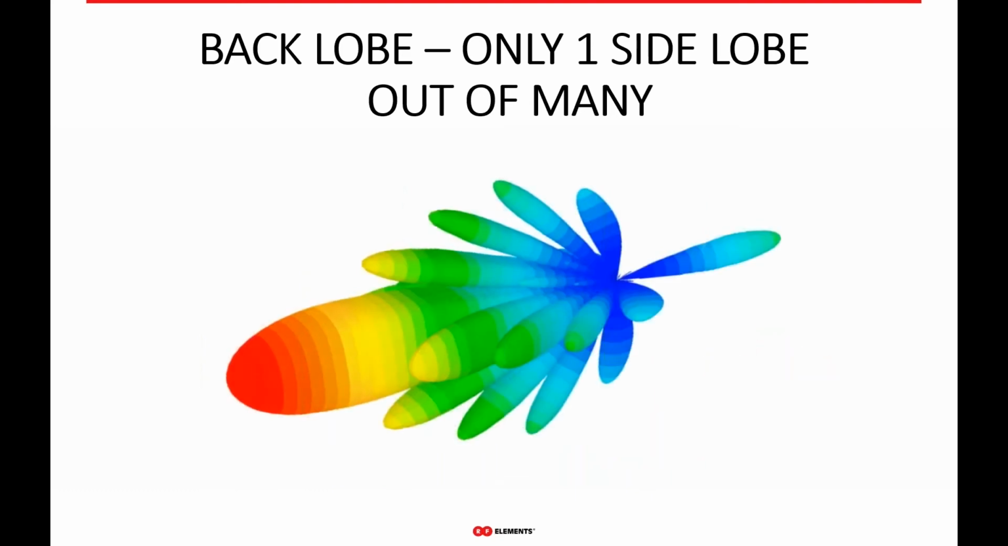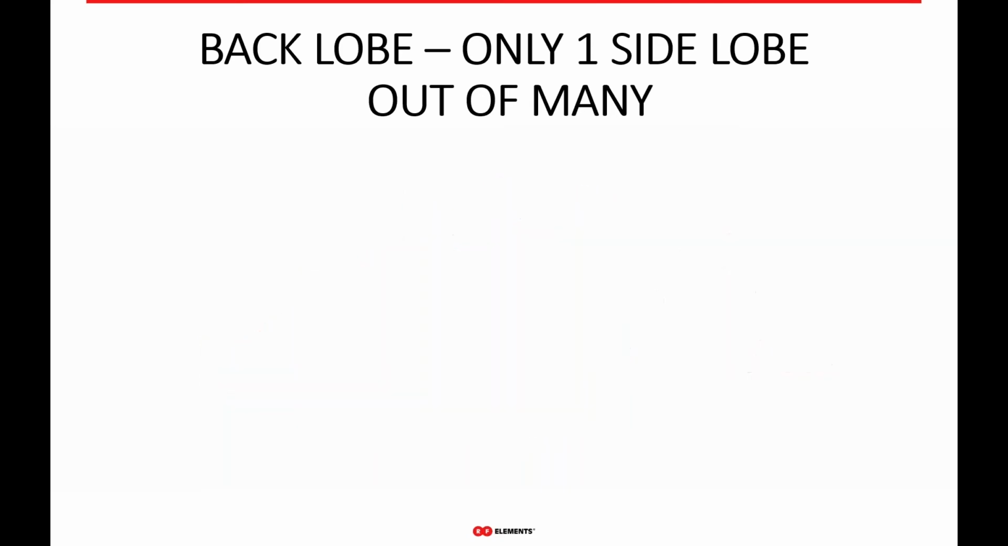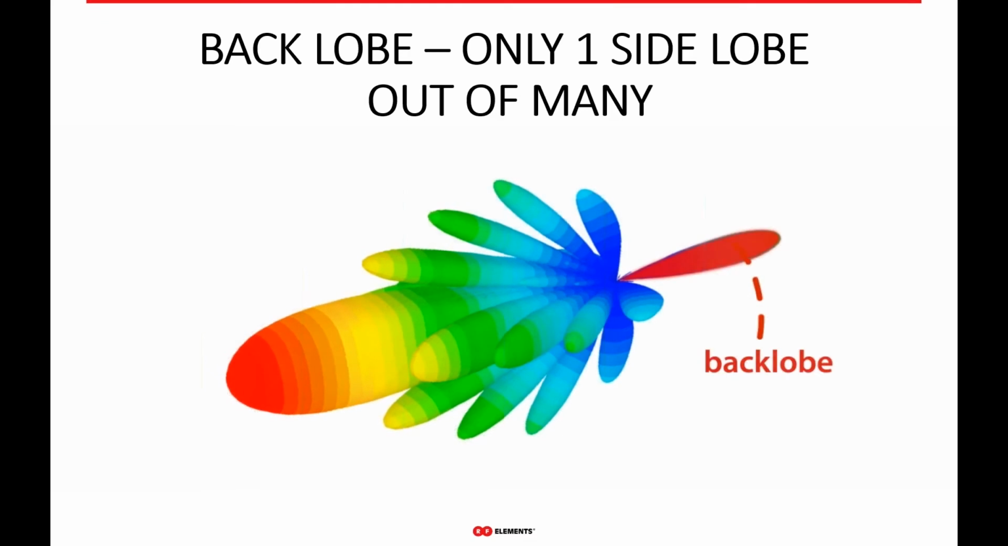So if a back lobe is one out of many side lobes, then it's probably not so important, right? This is a typical error in the interpretation of front to back ratio, and it doesn't say anything about the other side lobes that are there.